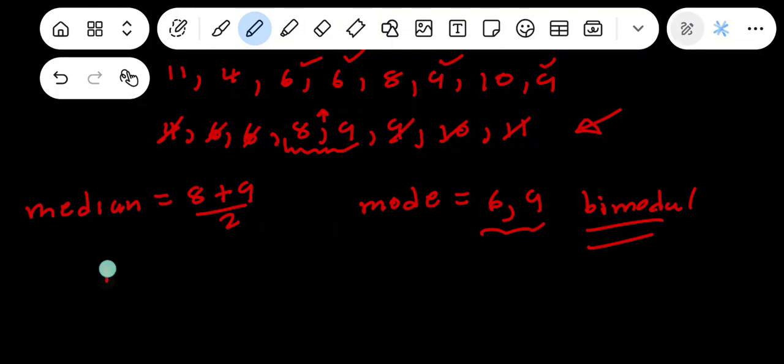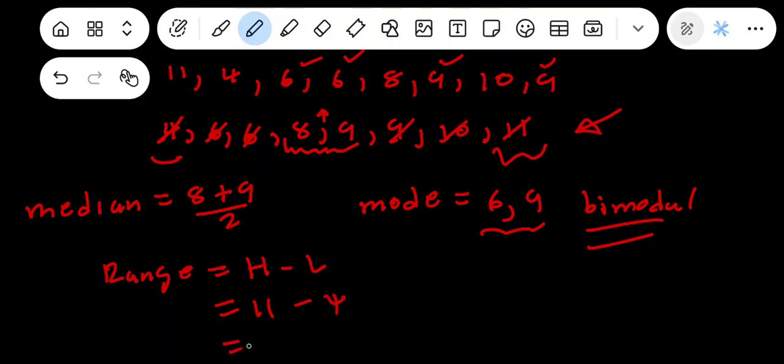So then we can find our range. We know that our range will be the higher value minus the lower value. The higher value is the one here, which is 11, minus the lower value, which is 4 there. So you simply subtract 11 minus 4, which is 7. This is our range.